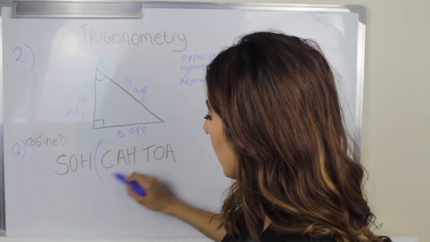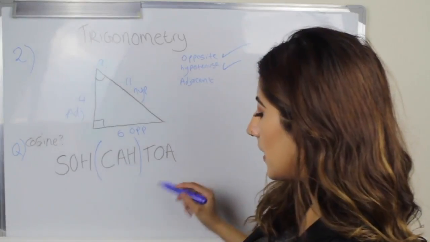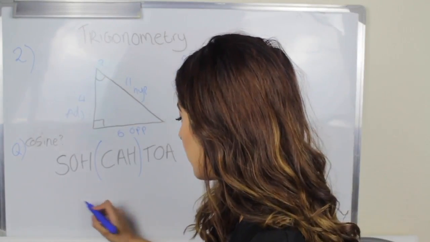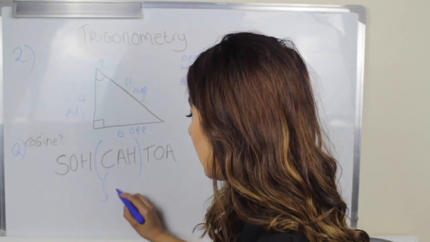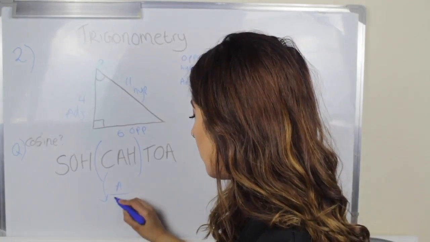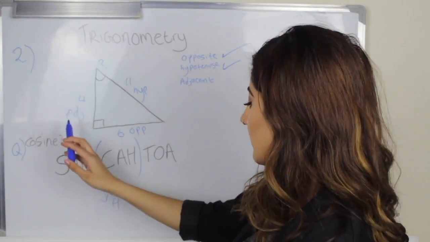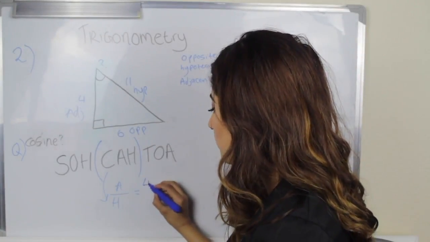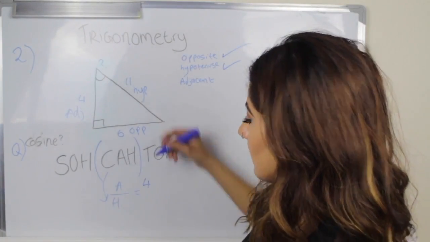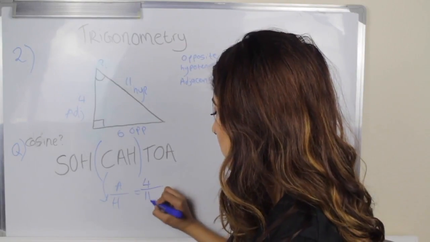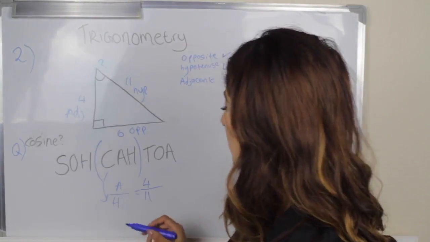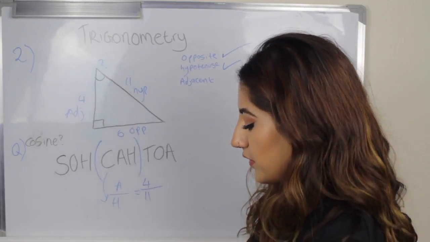To work out the cosine, it's this portion of SOHCAHTOA. When you want to work out the cosine, it's always the adjacent over the hypotenuse. Now back to our triangle here. The adjacent is this one and the adjacent is 4, and the hypotenuse is this side here, and that equals 11. So to work out the cosine, it is 4 over 11.